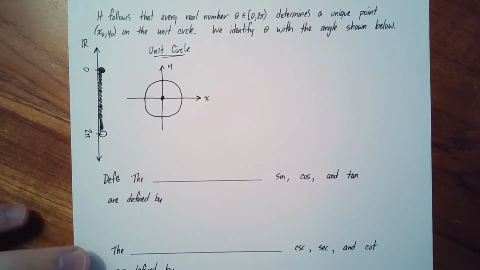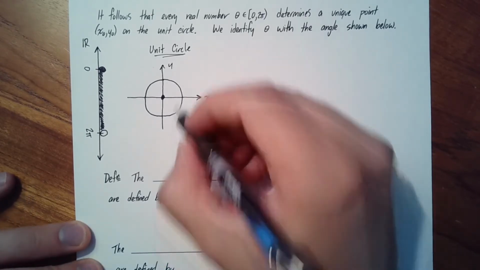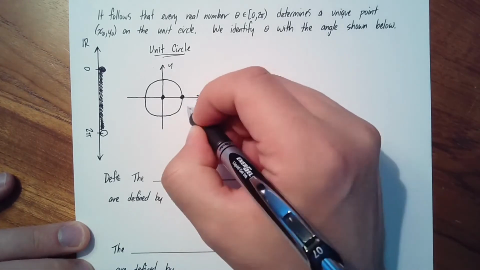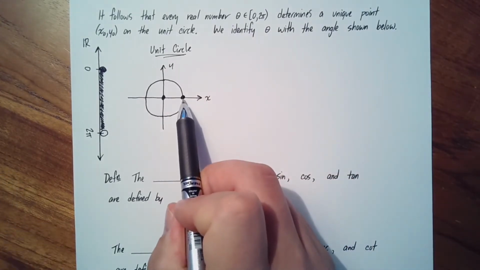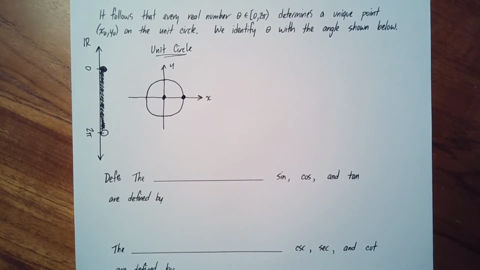If I add too much, it's going to get really muddy. So I'm not going to label the point 1, but this is the point 1 on the x-axis. You know, I told you that.